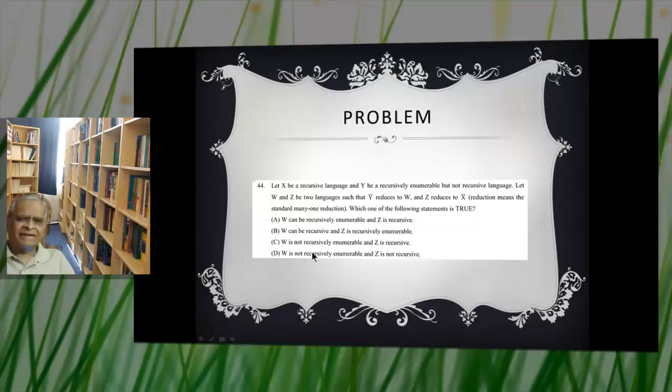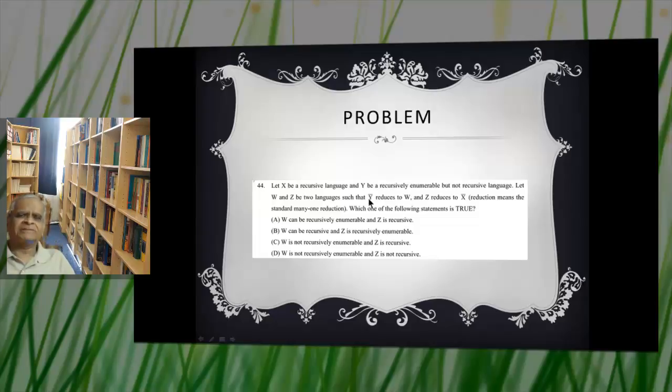Now we have 4 choices, A, B, C and D. 1 of them is correct, 3 of them are wrong. First of all, we have determined that Z reduces to X complement and X is recursive, so Z must be recursive. The answer must be that Z is recursive. That gives me only choice A or choice C. Now the answer depends upon W.